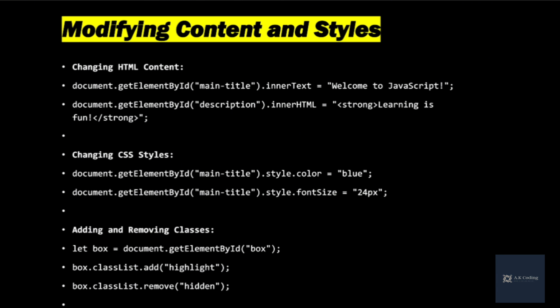Modifying content and styles. In DOM manipulation in JavaScript ES6, we can change the HTML content in JavaScript. Really? Yes, this is real. How can we do this? We choose the element by ID, and then we can change its text using innerText or innerHTML, or by accessing queries.